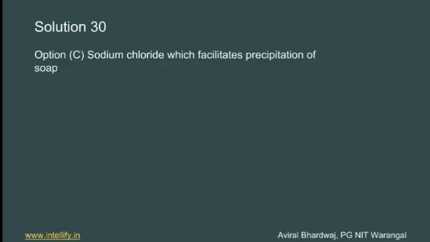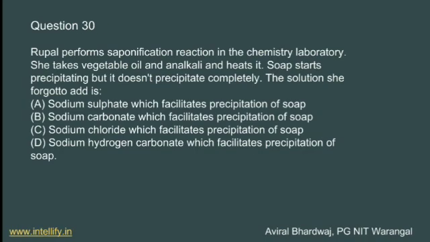We add sodium chloride, which always facilitates the precipitation of soap. Sodium chloride facilitates only the precipitation. We add the vegetable oil and alkali with heat, and if we forget to add this, the precipitate of soap is not formed completely.